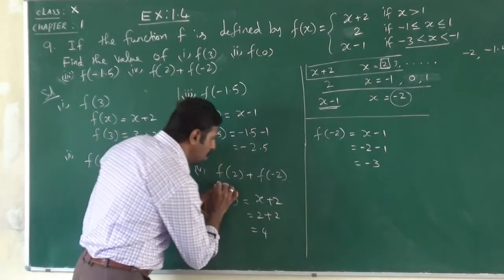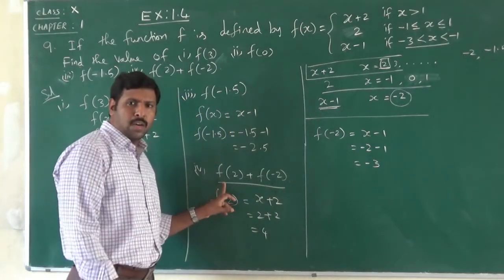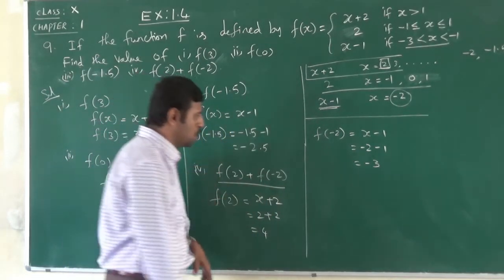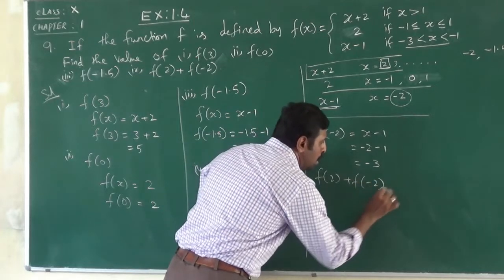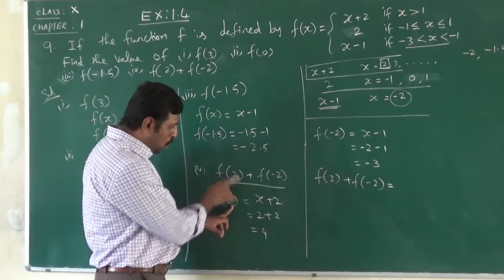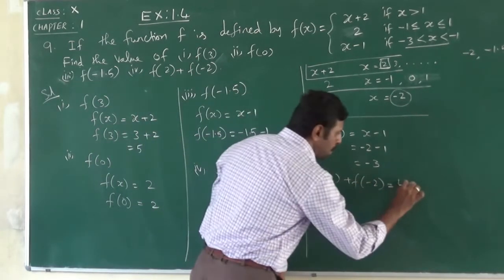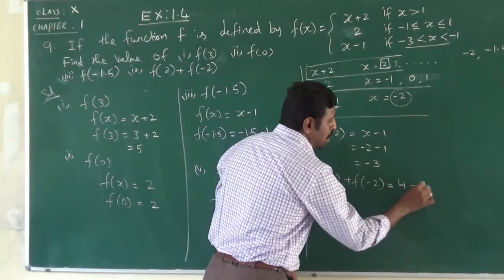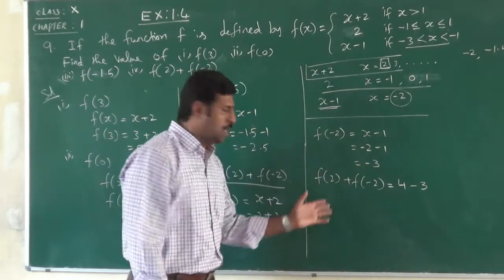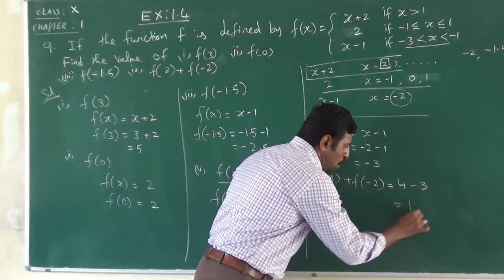Now we want to find out the sum of these two functions, f of 2 plus f of minus 2. So f of 2 plus f of minus 2 is equal to, f of 2 value is 4. Here plus into minus is minus, f of minus 2 value is minus 3, right? So this term is equal to 1.